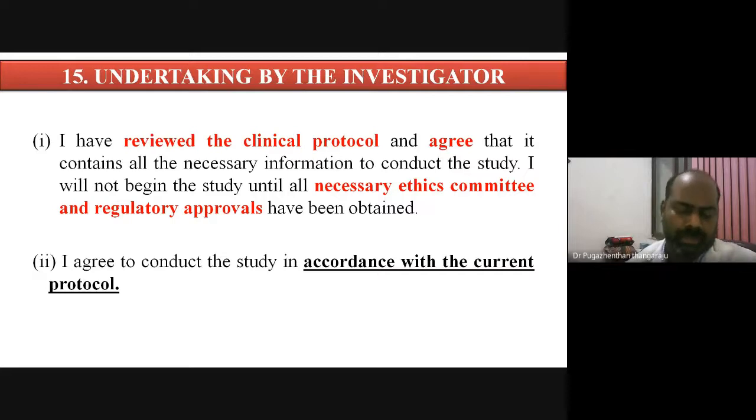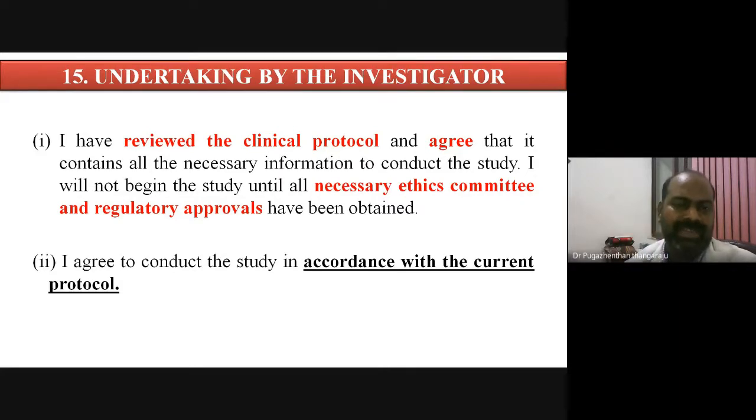So I have put this as a very, very important slide. I have reviewed the clinical trial protocol and agreed. Then I will follow the necessary information to conduct the study, and I will start the study only after getting the ethics or regulatory approval. So this is the first point mentioned in the undertaking. Please be ensured.